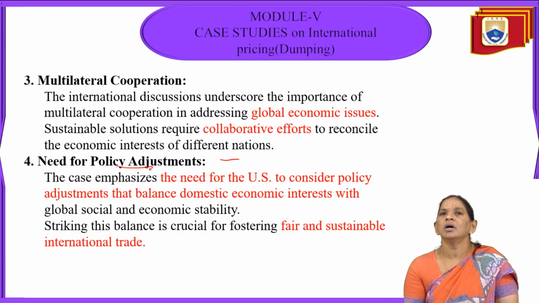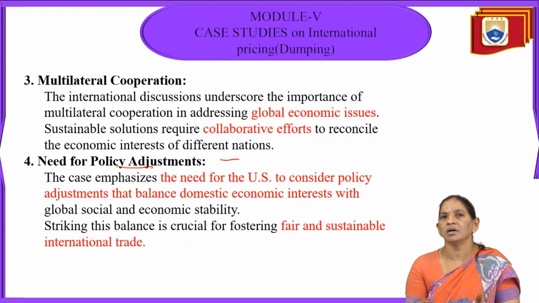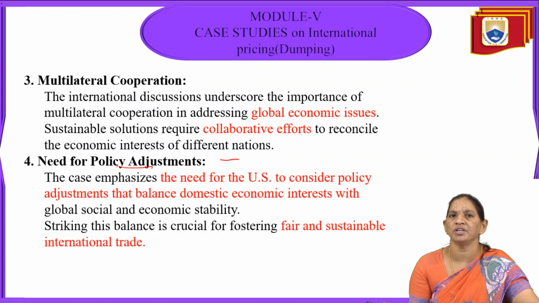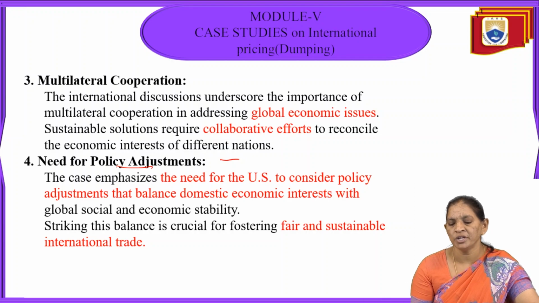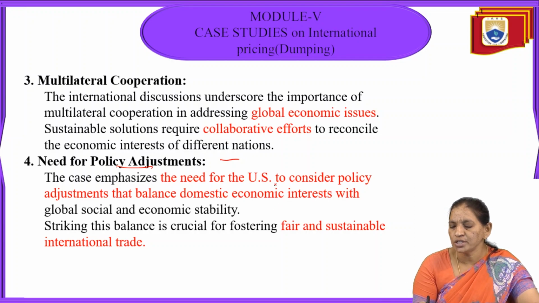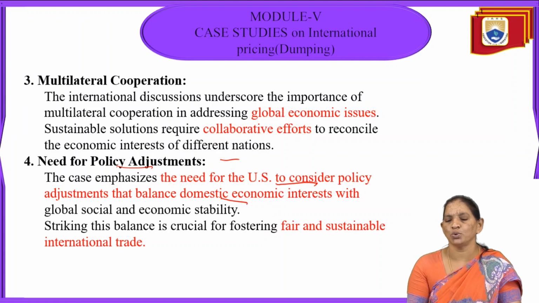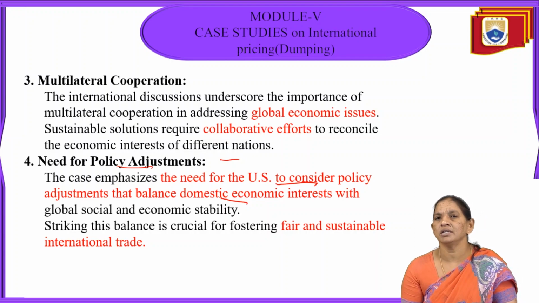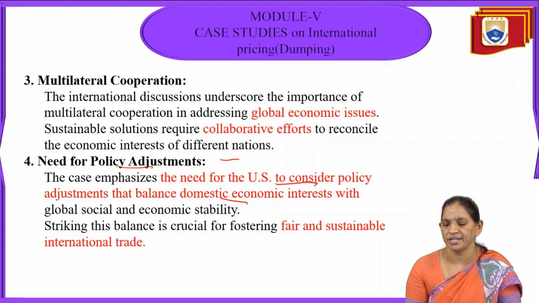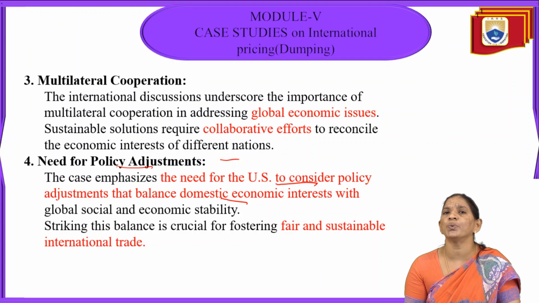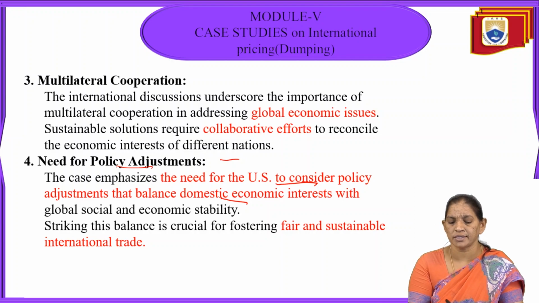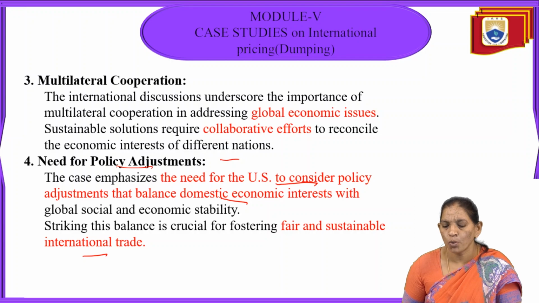So in order to control the economies involved in dumping activities, the US and the international forum need a policy adjustment, which emphasizes the need for the US to consider its policy adjustment and balance domestic economic interest with global social and economic stability. Means international and global stability should be identified. And for this, a policy should be maintained at the international level, which is crucial for fostering fair and sustainable international trade with the help of this international policy adjustment.